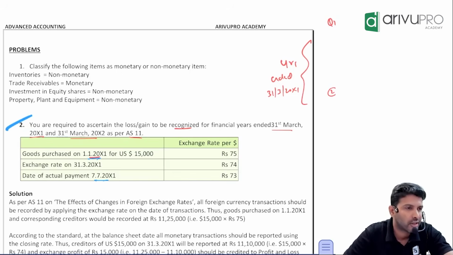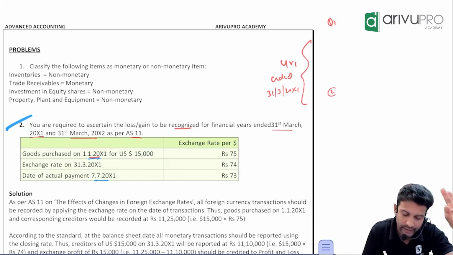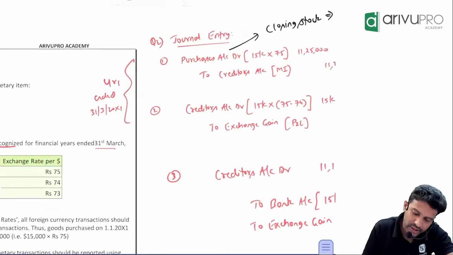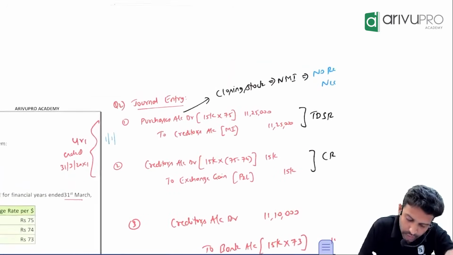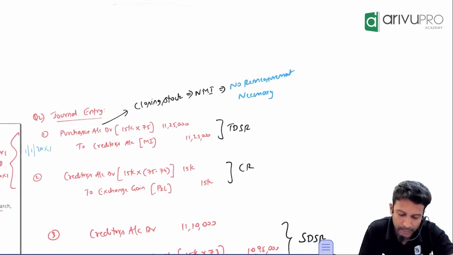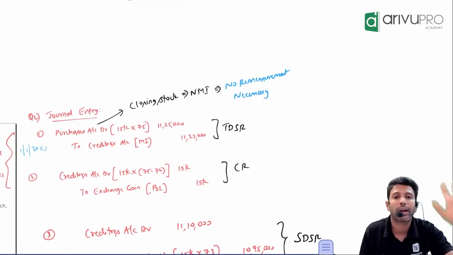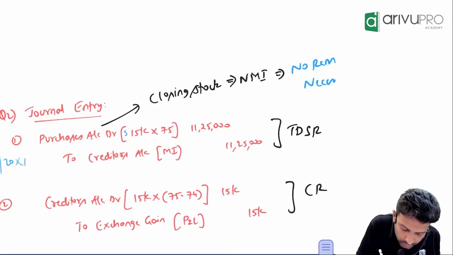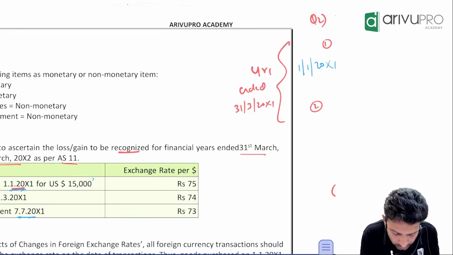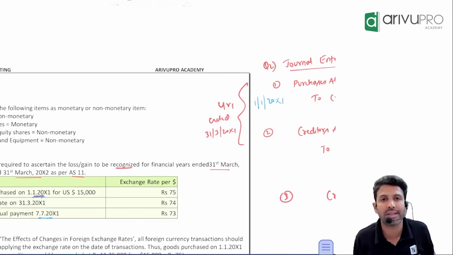Purchase account debit to creditors. On what day? 1st January 20x1. You will pass the journal entry. Purchases account debit to creditors. Did you purchase in Indian rupees or dollars? Dollars. How much is the dollar value? 15,000. What does AS 11 say?